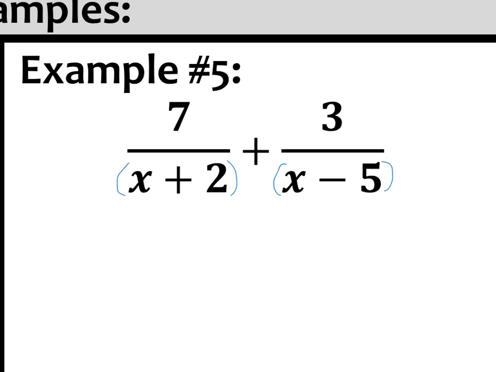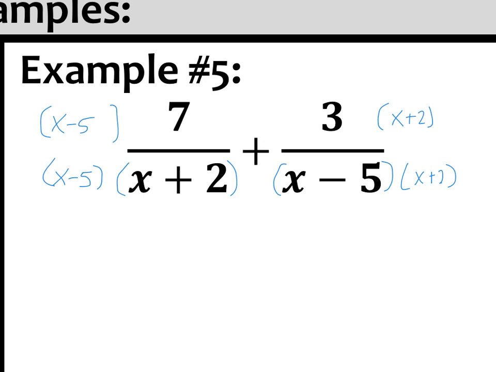the 7 and the x plus 2 times x minus 5. Remember, the last step is always to factor and cancel. So I'm not even going to bother distributing the denominators because they're already in factored form if I don't distribute. So I'm just going to leave those in factored form, but I am going to need to distribute the numerators so that I can combine like terms and simplify them.